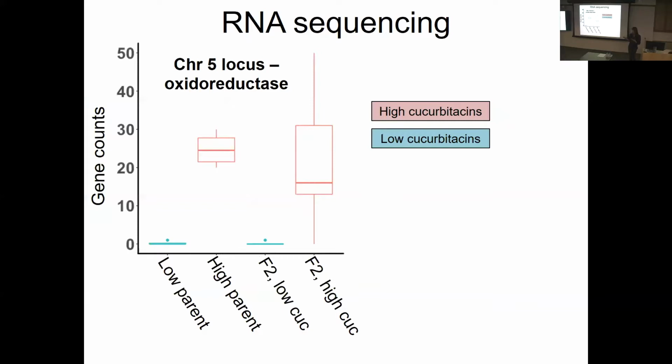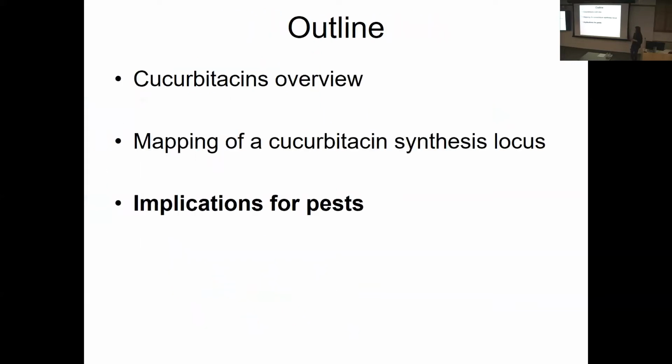So yeah, we think we found possibly a single gene that controls cucurbitacin content in Cucurbita pepo. And then to bring this back to the motivation for this, what the implications for striped cucumber beetles are.